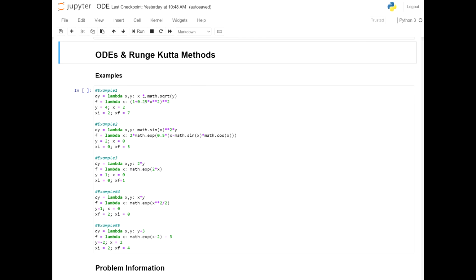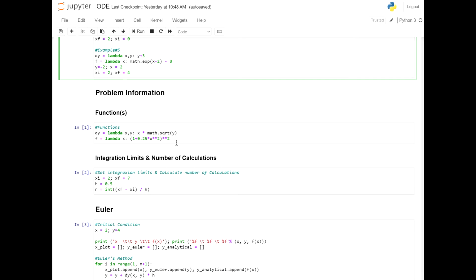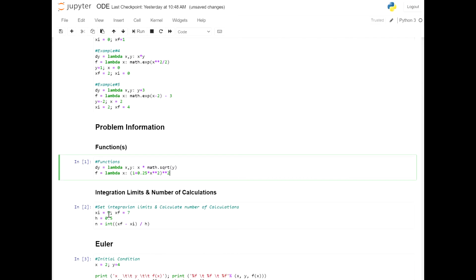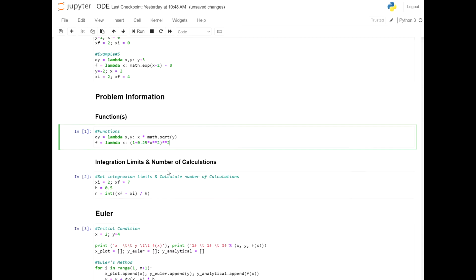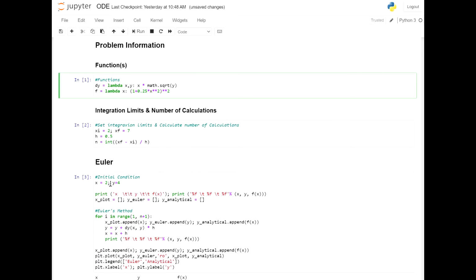The first ordinary differential equation I'm going to deal with here is x multiplied by the square root of y. I'm going to take this ordinary differential equation and its exact solution and put it here. Here we're dealing with integration limits from 2 to 7, which I have here, 2 to 7. Let's do a step size of 0.5, and the n is going to be calculated. So here, for Euler, the initial condition for this particular problem is 2 and 4. So x equals 2, y equals 4.